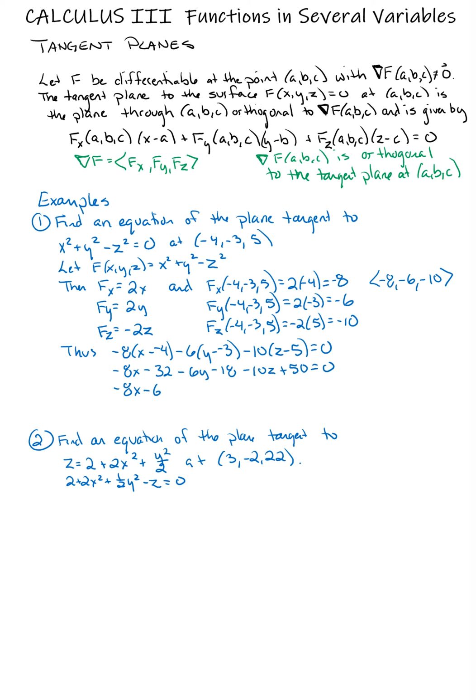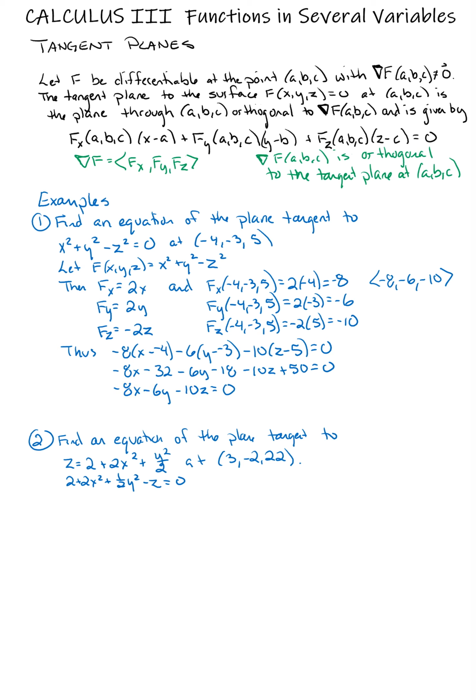Negative 8x minus 6y minus 10z is equal to, oh, that's equal to 0. Lovely. I do notice, so there we have an equation, but I do notice that all of these coefficients are both even and negative. So let's go ahead and multiply both sides of this equation by a negative 1/2.